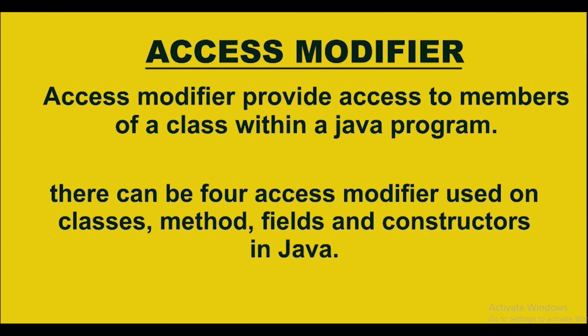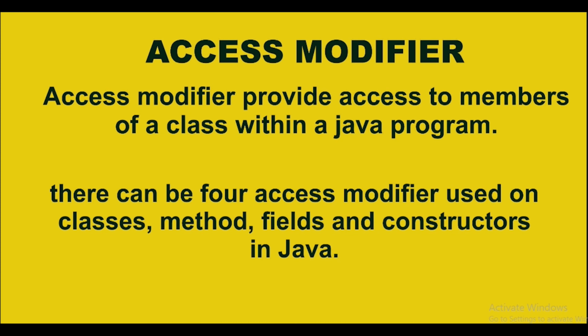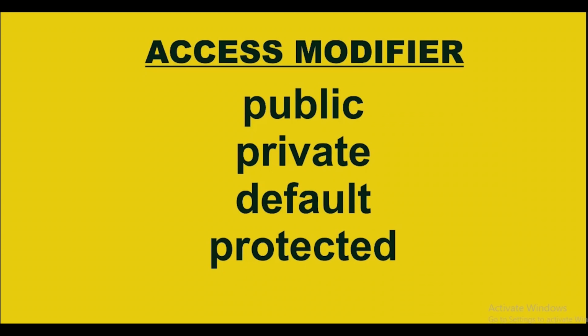Access modifier. Access modifier provides access to members of a class within a Java program. There can be 4 access modifiers used on classes, methods, fields, and constructors in Java. There are 4 access modifiers available in Java: public, private, default, and protected.